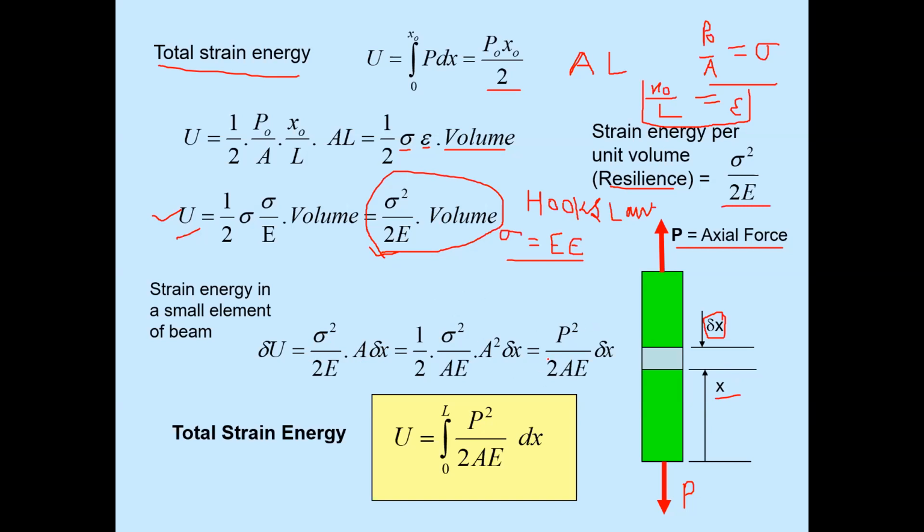And sigma is equal to P by A. So sigma square upon A square is equal to P square, and A to A is cancelled. So the final equation comes out to be P square upon 2AE delta x. So the total strain energy in any member is U equal to the integral of P square upon 2AE into dx from 0 to L. This is the basic fundamental equation for the strain energy, and in further examples we will use this equation to determine the solution of any structure.